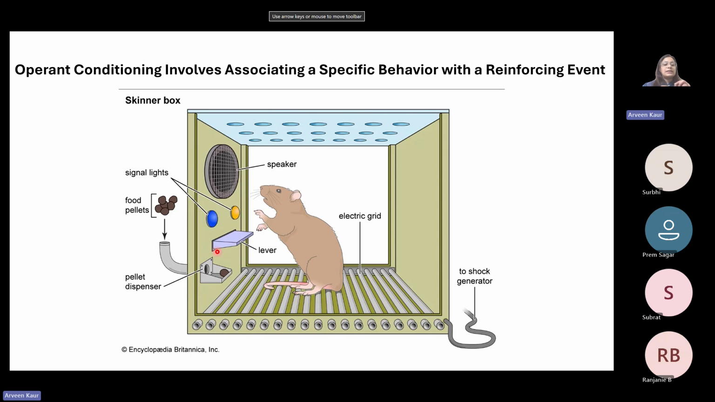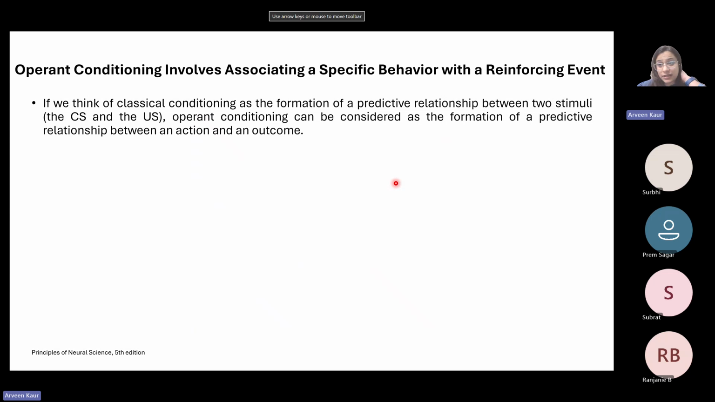So that is why there is a negative reinforcer, which is a shock, and a positive reinforcer, which is the food pellets. I hope it is clear, right? So if there are any doubts, please stop me in the middle. I'll try to clear that, right?